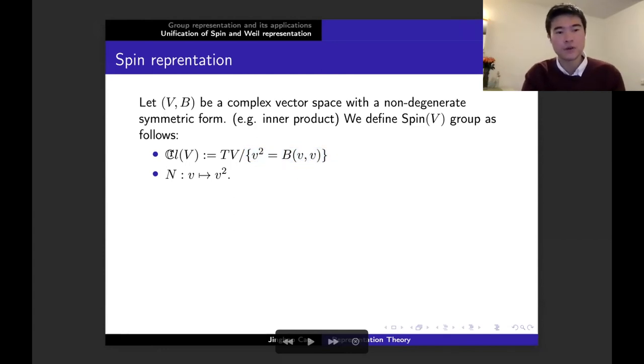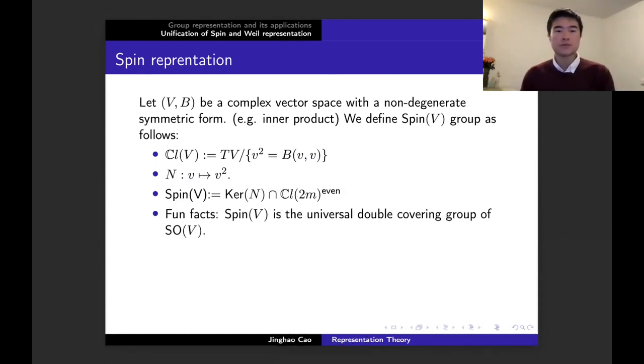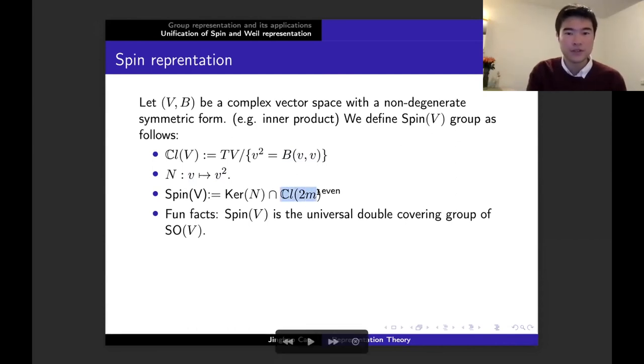And on that Clifford algebra, we can define a norm homomorphism. So basically we take a vector and then compute its norm, which is given by the symmetric form. And then we define the spin group to be the kernel of N intersected with those elements in the Clifford algebra which are generated by even elements. So v1 v2 are even elements because they have two elements, and v1 v2 v3 are odd. They are not inside of spin. And as a fun fact, the spin group is a universal double covering group of SO(V).